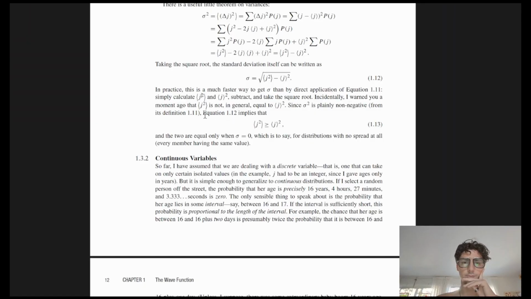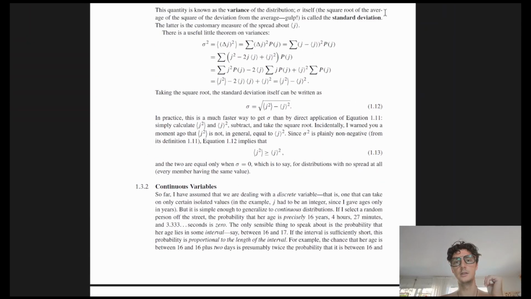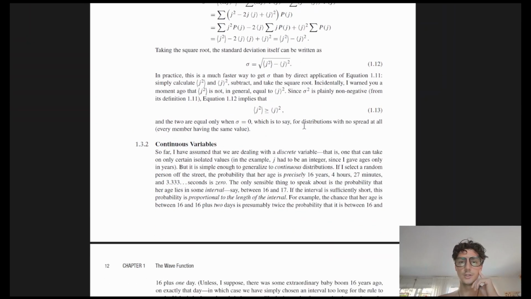Equation 1.12 implies that the average of the squares of the ages is bigger than or equal to the square of the average of the ages. And the two are equal only when sigma, the standard deviation, is equal to 0, which is to say for distributions with no spread at all, every member having the same value.